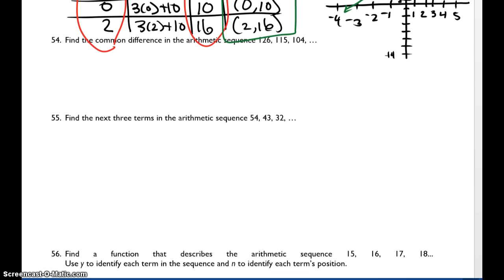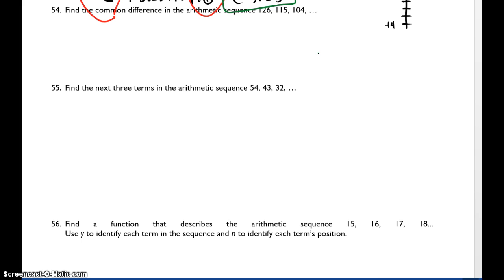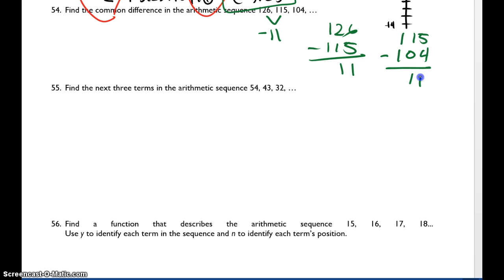Now 54 says find the common difference in the arithmetic sequence 126, 115, 104. So I'm going to find out 126 getting to 115. What I'm going to do over here is do 126 minus 115. See if I can find a pattern. And that ends up being 11. So I know to get from 126 to 115, you have to subtract 11. Now I'm going to make sure that's correct by going 115 minus 104. And I end up, again, getting 11. So I know it's subtracting 11. So right there, that tells me my answer.